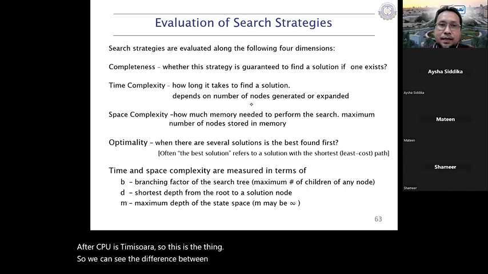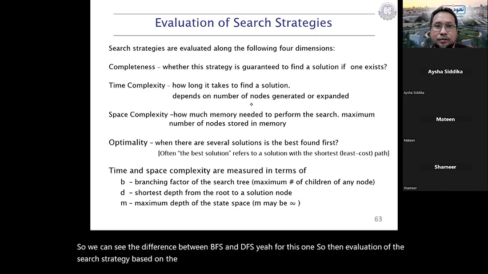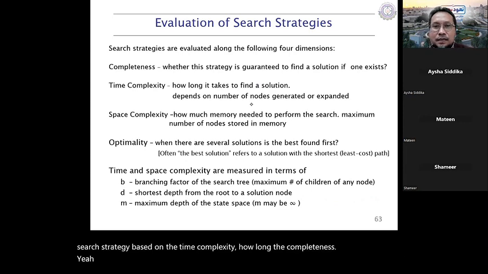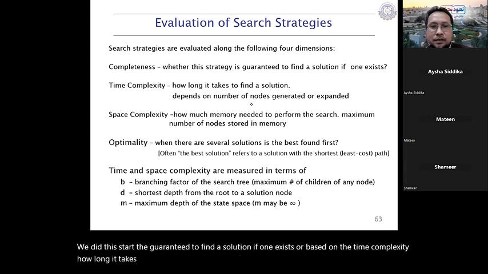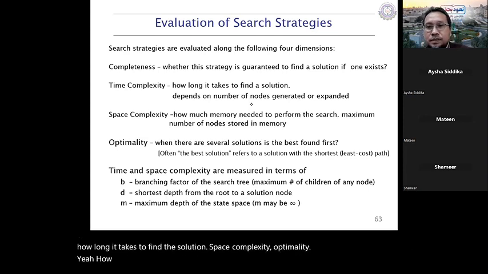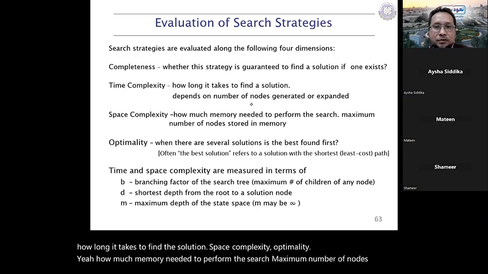So then, evaluation of the search strategy is based on completeness, whether the strategy is guaranteed to find a solution if one exists; time complexity, how long it takes to find a solution; space complexity, how much memory is needed to perform the search, the maximum number of nodes; and optimality, which we also check.